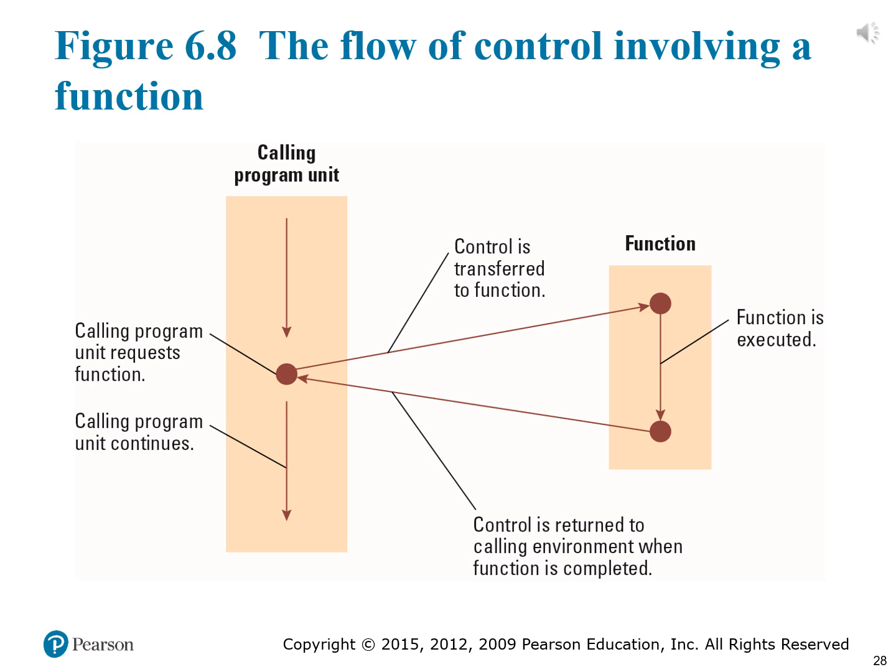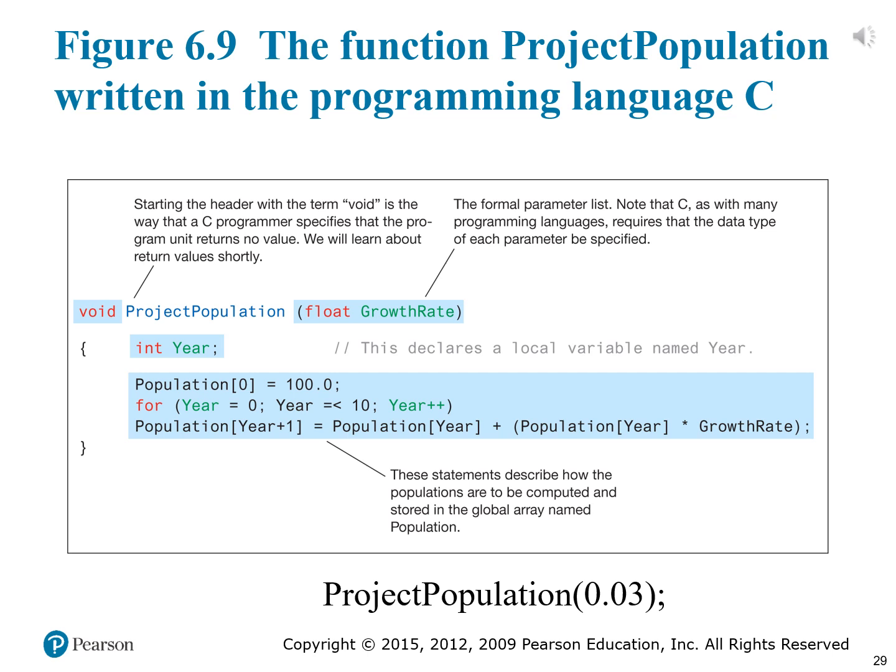The process of transferring control to a function is often referred to as calling or invoking the function. The calling unit is the program unit on the left that requests the execution of a function on the right. Once the function on the right completes, control is passed back to the calling unit. Although not shown in this figure, the calling unit could have passed parameters to the function, which could have been local or global.